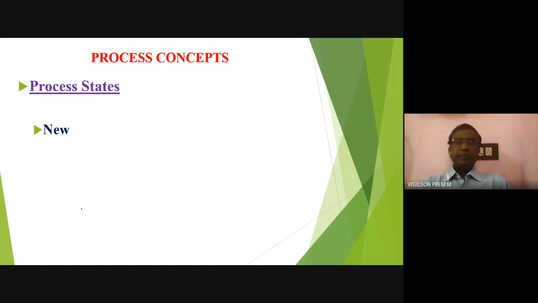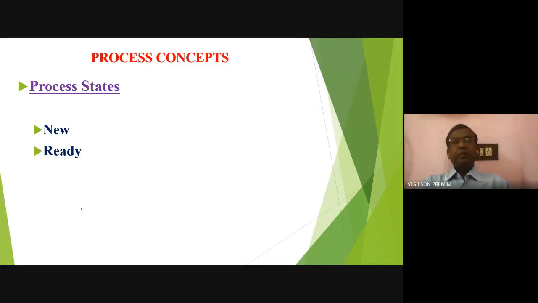Process state first is new, a process that is newly created. Created newly means what? You are typing the program, you are storing it in the memory, and when the CPU is free, you are executing the program. At the time of executing, it is considered a process. That is what we are referring to as the process has been created.